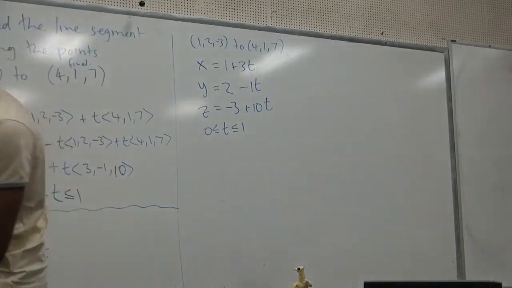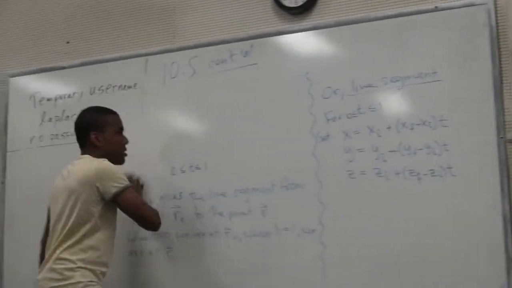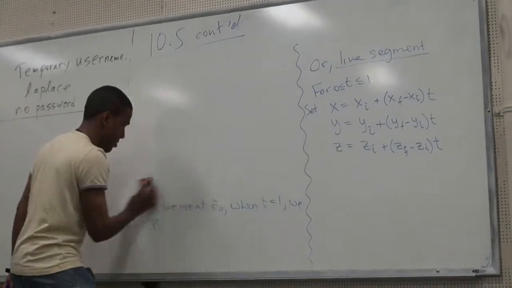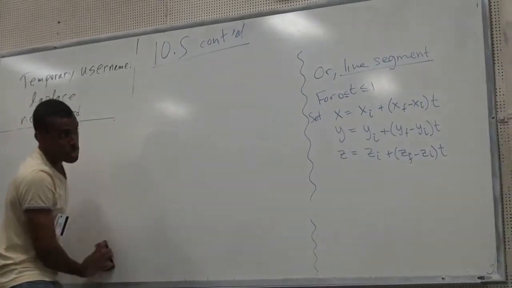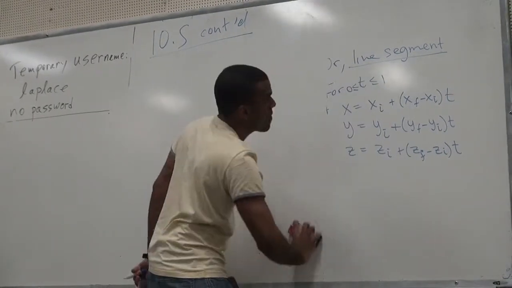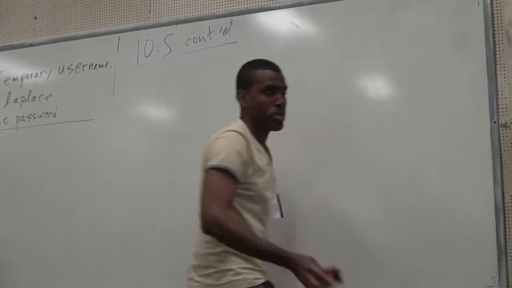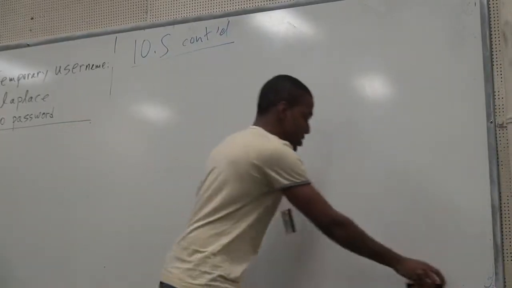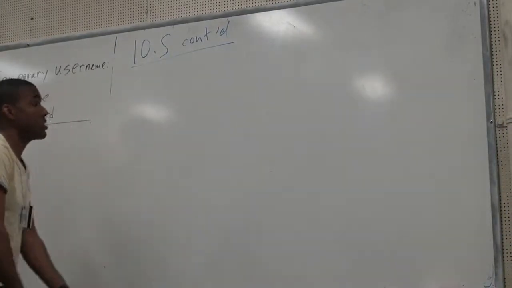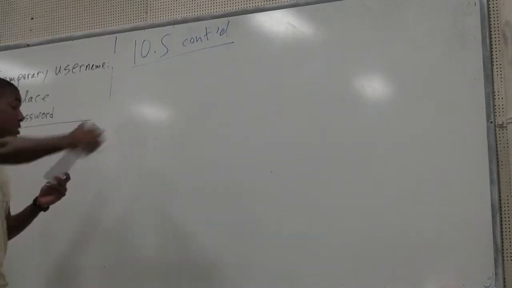Now we're going to play around with lines a little bit more. Finding line segments is especially useful in 392, which is linear algebra and vector calculus for engineers. You find line segments all the time. You're doing something called line integrals, so don't forget this for anyone going on to 392.